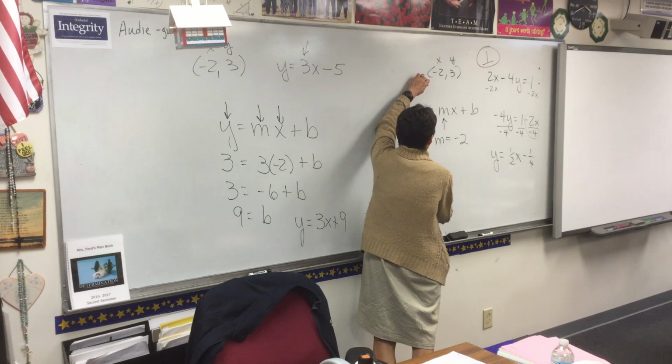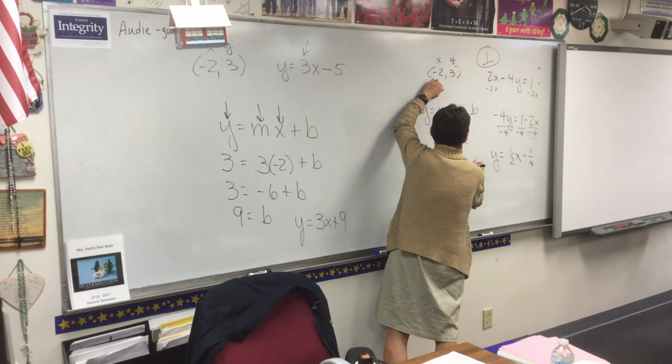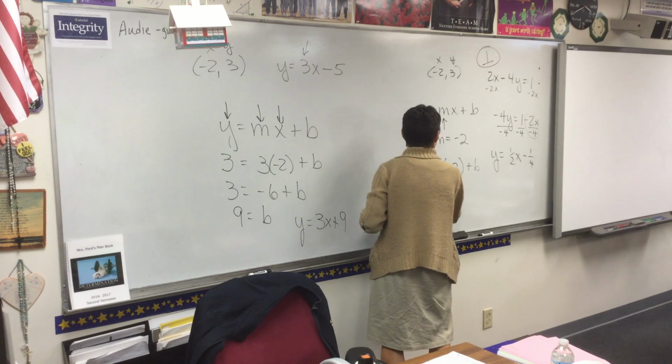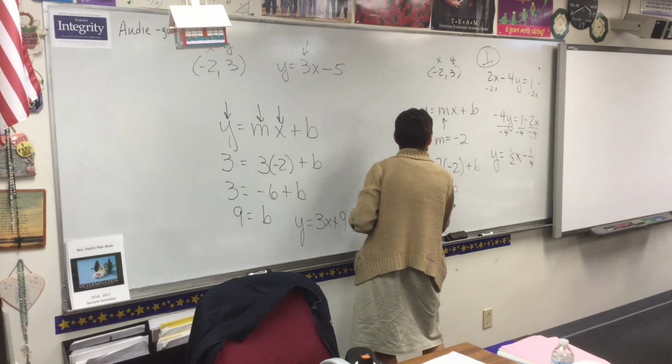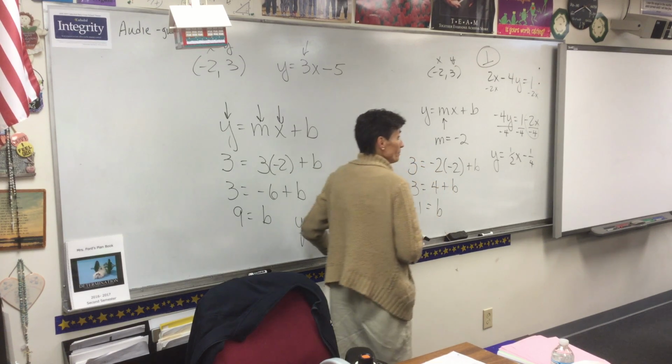So 3 equals -2 times -2 plus b. So 3 equals 4 plus b. And it looks like b equals -1.